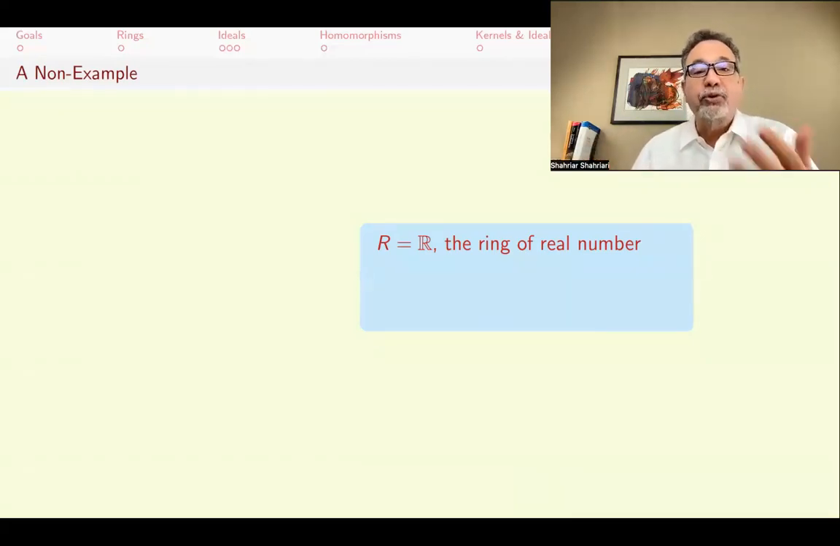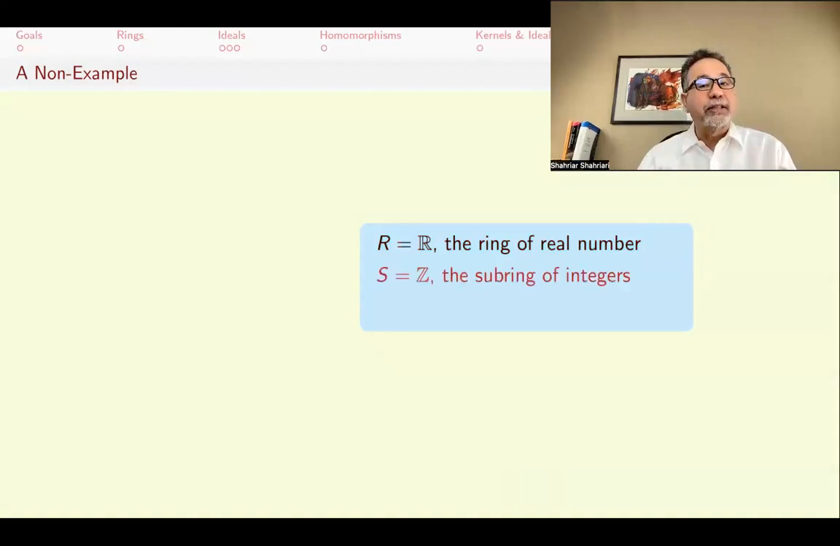In fact, with real numbers you can do more. You can divide by non-zero numbers. It's actually a field, but it's a ring nevertheless. And the integers is a subring of that. The integers is also a ring, and it's sitting inside the reals, so it's a subring.